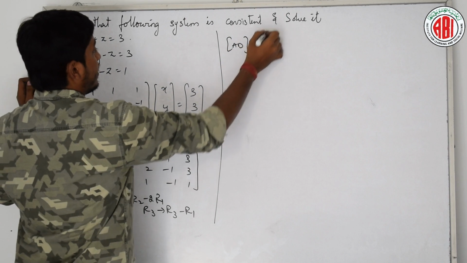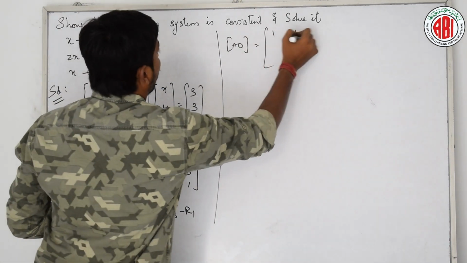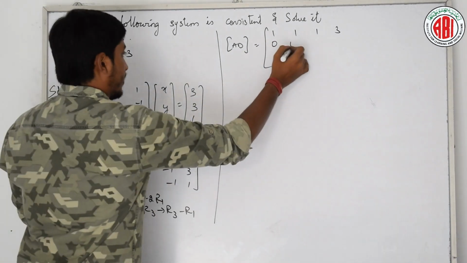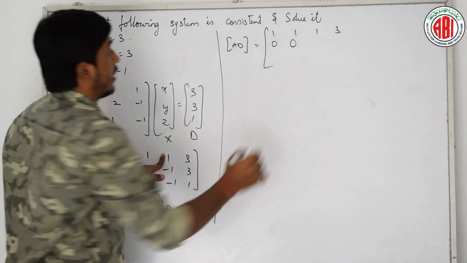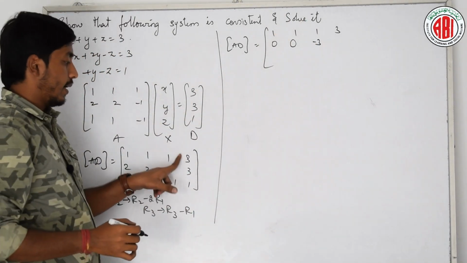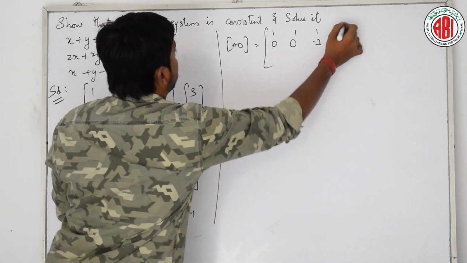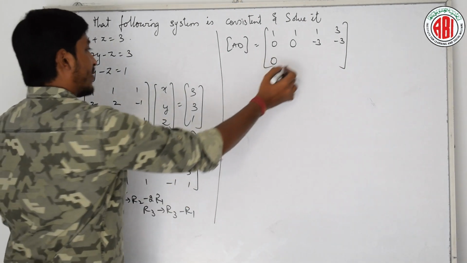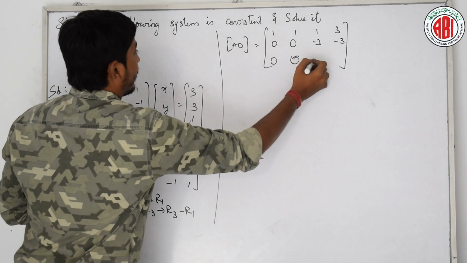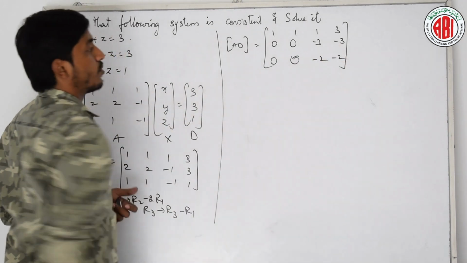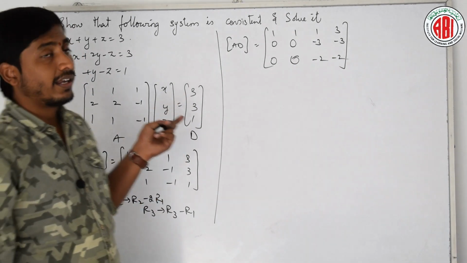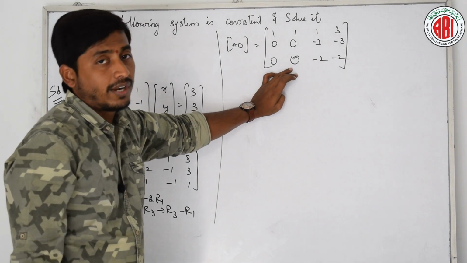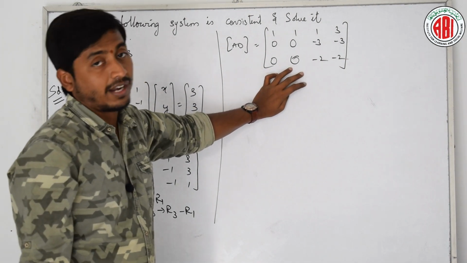The augmented matrix AD is equal to 1, 1, 1, 3; 2 minus 2 is 0, 2 minus 2 again 0, minus 1 minus 2 that is minus 3, 3 minus 6 that is minus 3. After that, 1 minus 1 is again 0, 1 minus 1 is 0, minus 1 minus 1 is minus 2, 1 minus 3 is also minus 2. Did you get it? From this, we can tell that the rank of A is equal to the rank of AD, obviously.